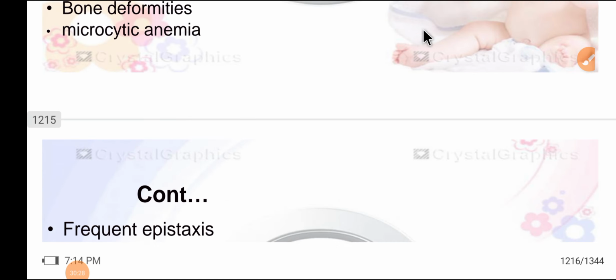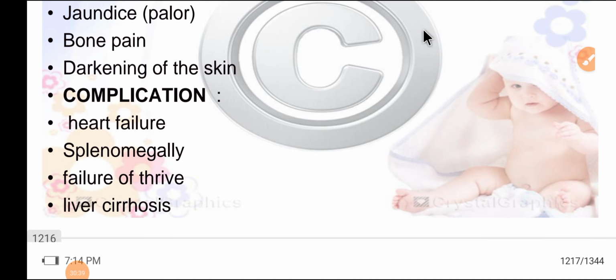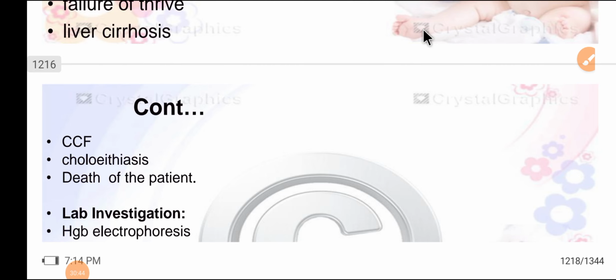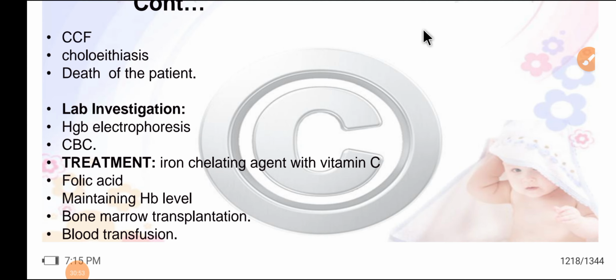microcytic anemia, frequent epistaxis, jaundice, pallor, bone pain, darkening of the skin. Complications: heart failure, splenomegaly, failure to thrive, liver cirrhosis, CCF, cholelithiasis, death of the patient. Lab investigation: Hb electrophoresis. Treatment: iron chelating agent with vitamin C, folic acid, maintaining Hb level, bone marrow transplantation, blood transfusion.